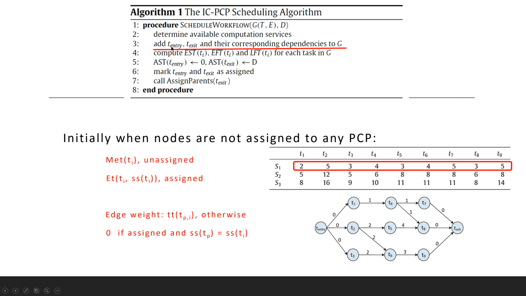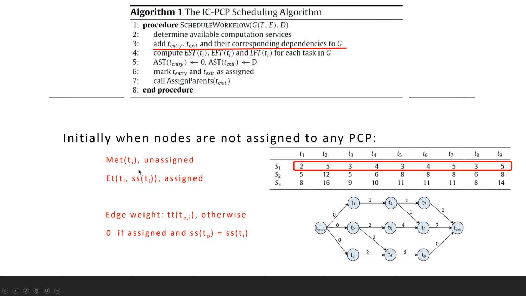And we will also add a T exit and a T entry to the graph, and the corresponding dependencies to G. So you can see from this graph, we added a dummy node T entry with a 0 edge weight to its children, and we also add the T exit with an edge weight of 0 from all the parents. So here we introduce MET, which stands for the minimum execution time of the task.